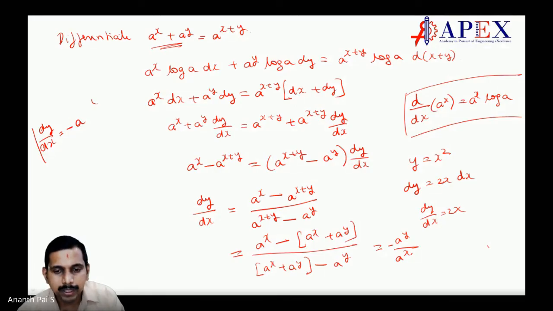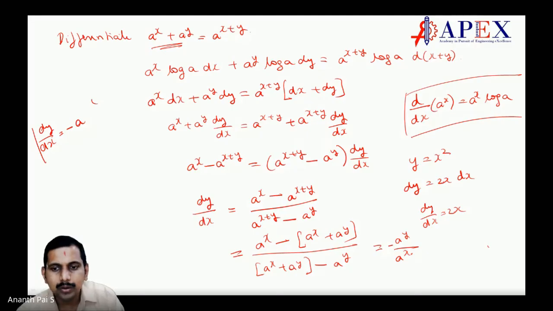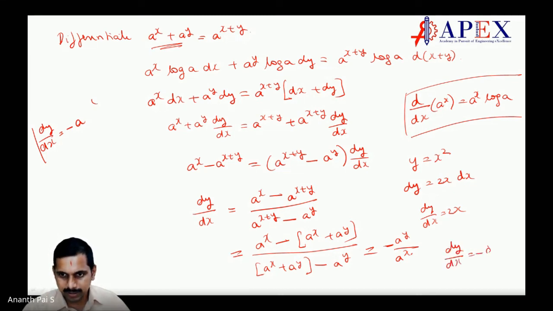Yes, sir, we are getting it, sir. Actually, you didn't multiply minus to a power y. We did not multiply. Yes, sorry. So this is equal to minus, because this minus comes inside, right? So minus a power y divided by a power x. So that is dy by dx. So dy by dx is equal to minus a power y minus x.